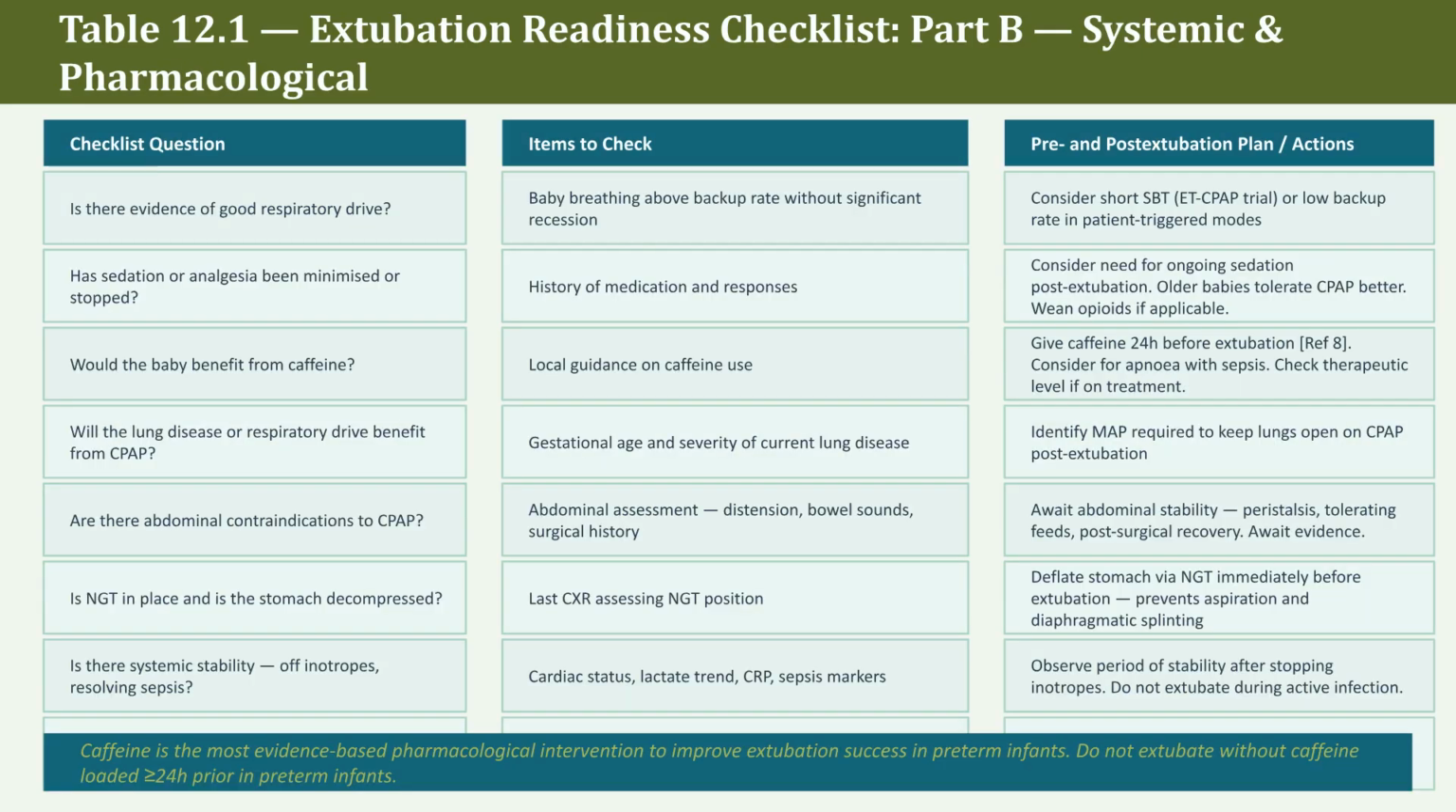Part B covers systemic and pharmacological factors. Important questions involve assessing respiratory drive through a spontaneous breathing trial and minimizing sedation. Caffeine must be given 24 hours prior for preterm infants. Also, confirm suitability for CPAP regarding lung and abdominal factors, and ensure systemic stability by addressing infection and off inotropes.